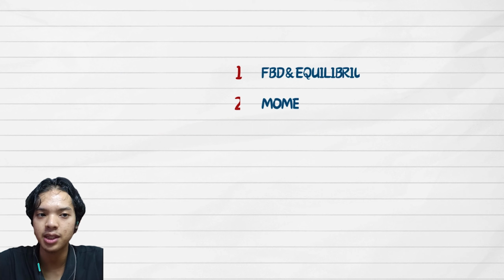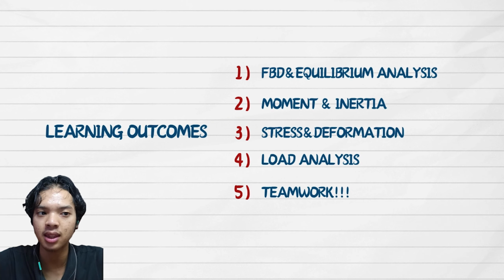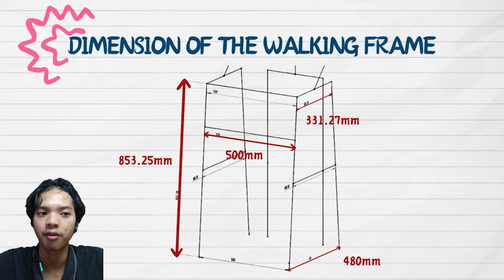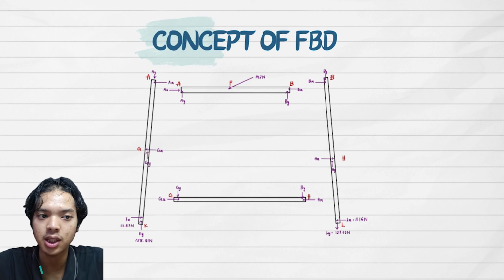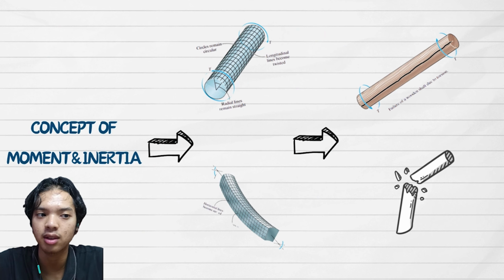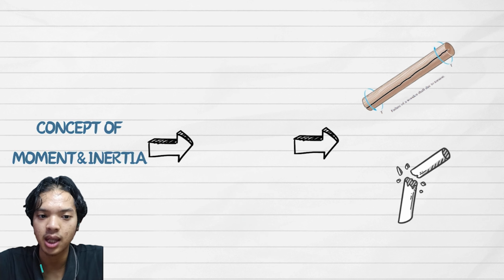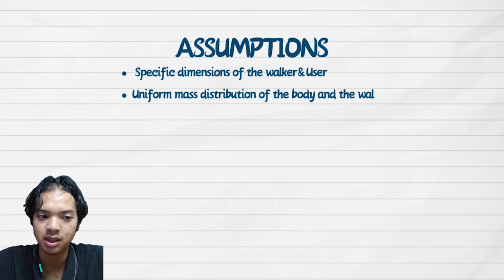All 5 of the learning outcomes have been utilized to calculate the estimation of static and material performance of a walking frame. The walking frame's dimension is as shown here. The free body diagrams are also used to determine the force conditions on the structure. The concepts of moment and inertia are also used for further calculations of bending and torsional load of the walker. This allows us to find the relationship between its design attributes and stability and predict the deformation of the walker under different conditions. It lets us assess its performance under regular usage and identify the scenarios that may lead to device failure. Several assumptions are established to simplify this process.